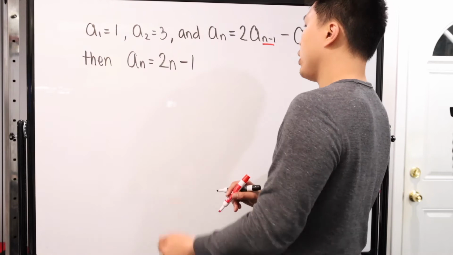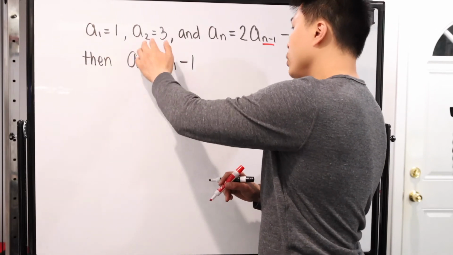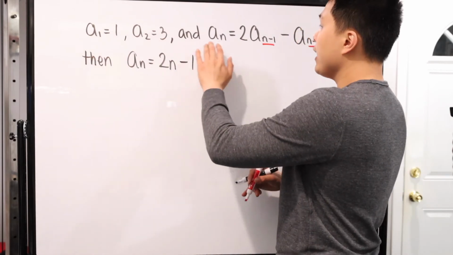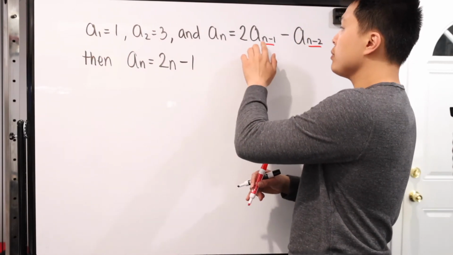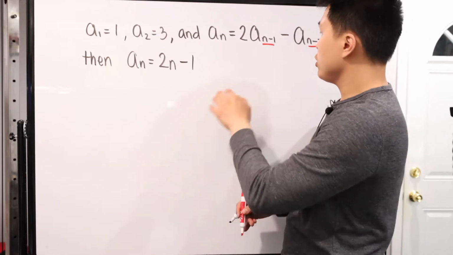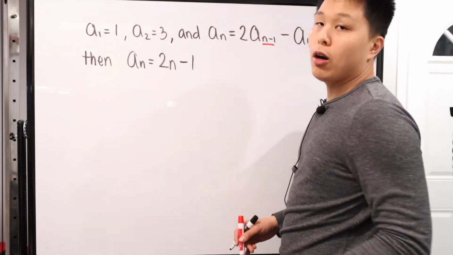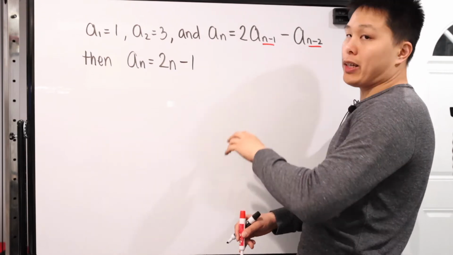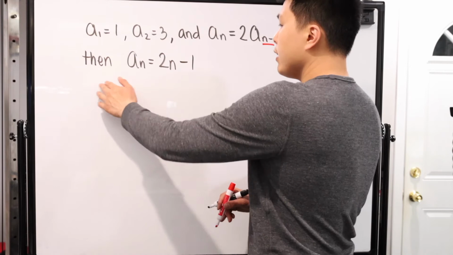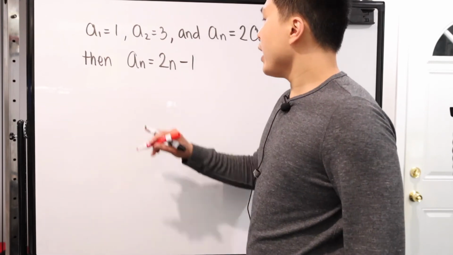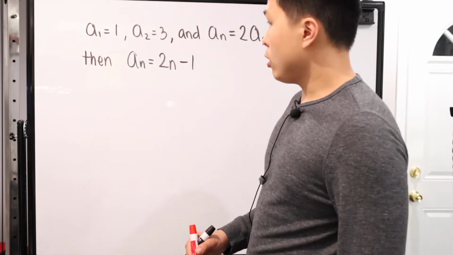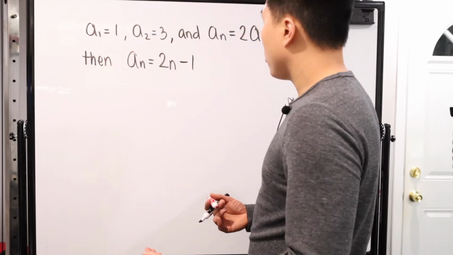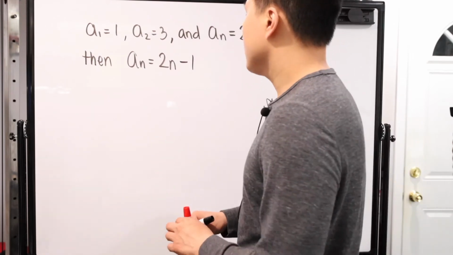a sub 1 equals 1. a sub 2 equals 3. Or sorry, a sub 1 equals 1. I misspoke on that one, right? And a sub n equals 2 times a sub n minus 1. That's the previous iteration, and that's why I put an underline so that my horrible handwriting doesn't get too confusing, right? And then minus a sub n minus 2. That's the iteration before that. Then this formula right here, a sub n equals 2n minus 1. So what we have to do is check that these two are true, as good starting points, and then the generalized step.